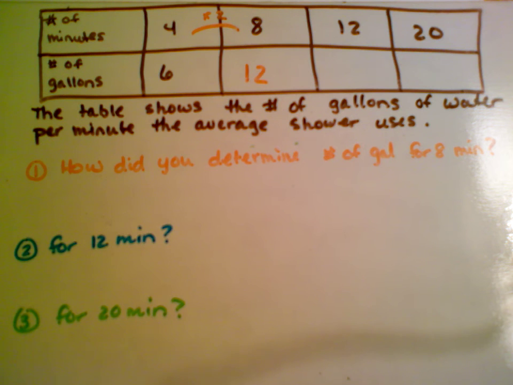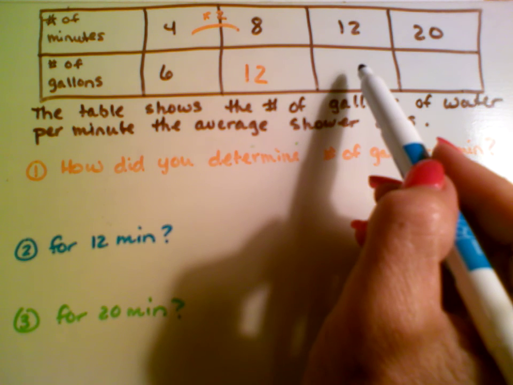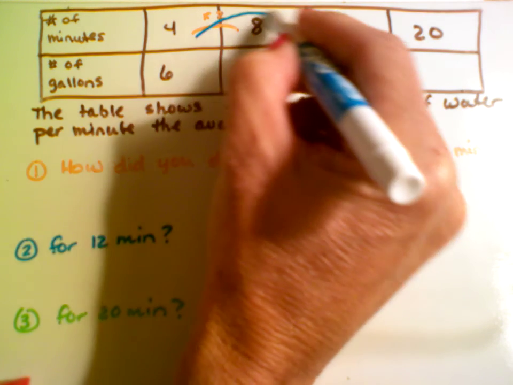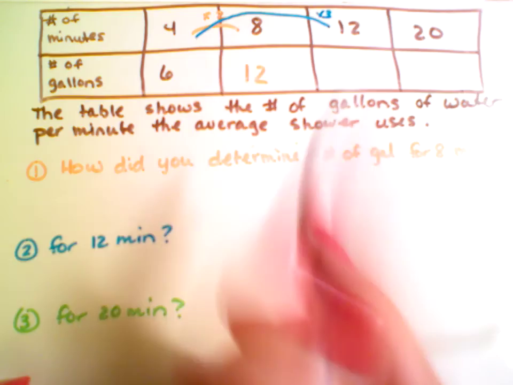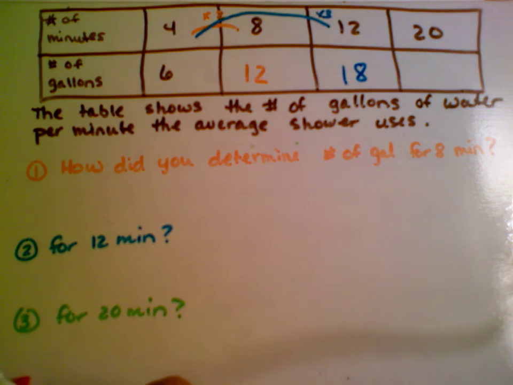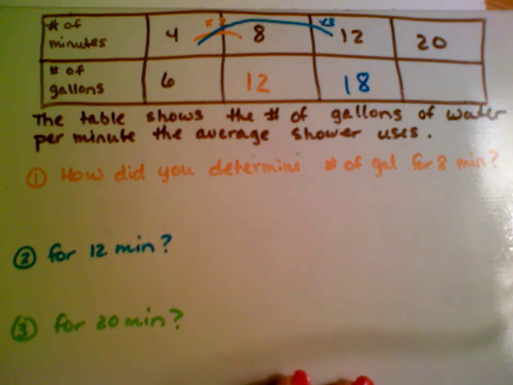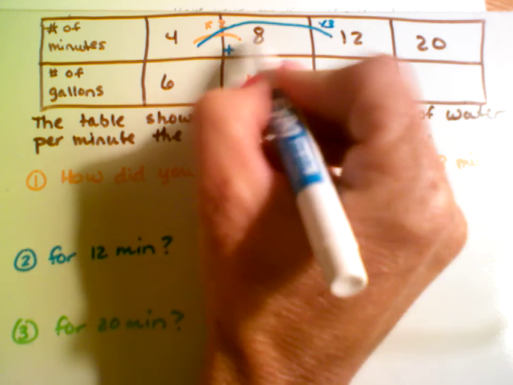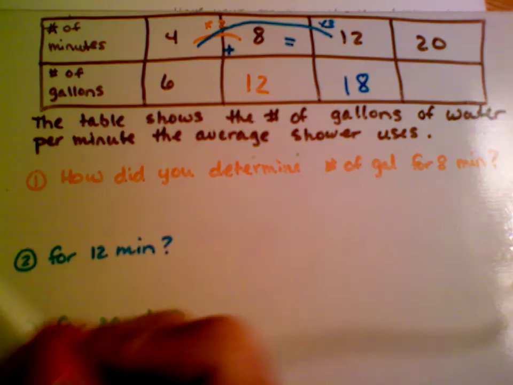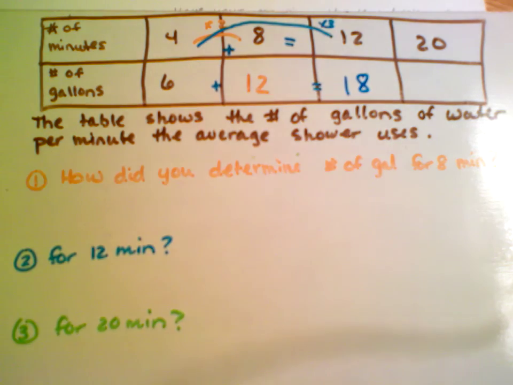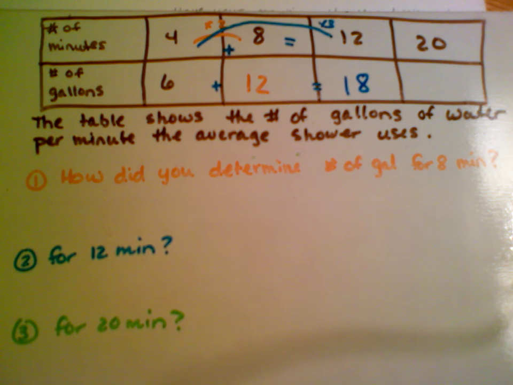If I want to do the same thing to find out for 12 minutes, I've got some different options. I might see that 4, going back here, times 3 gives me 12, so 6 times 3 gives me 18. Another way that I might see that is you might notice that 4 plus 8 equals 12, so 6 plus 12 equals 18. So again, there's not one right way to do math, and these are just some different things that I'm seeing.